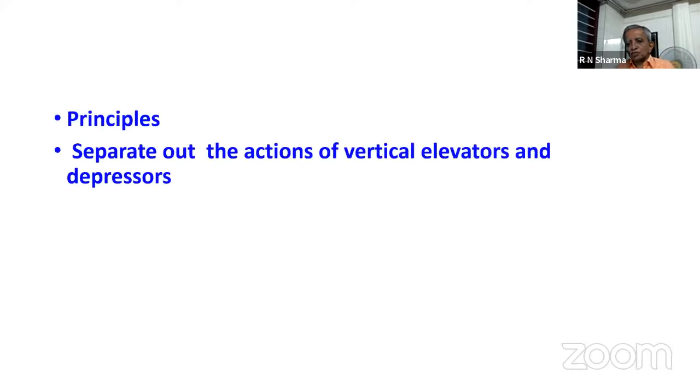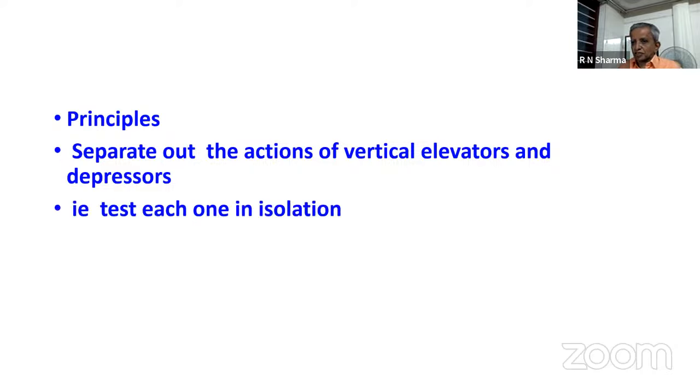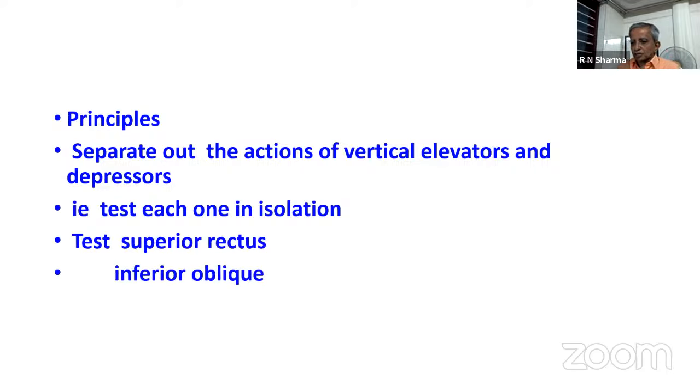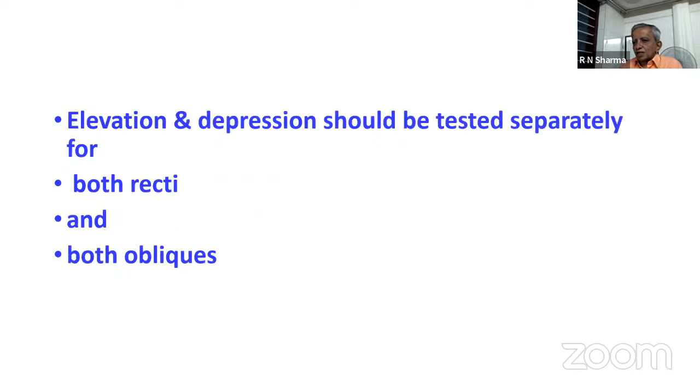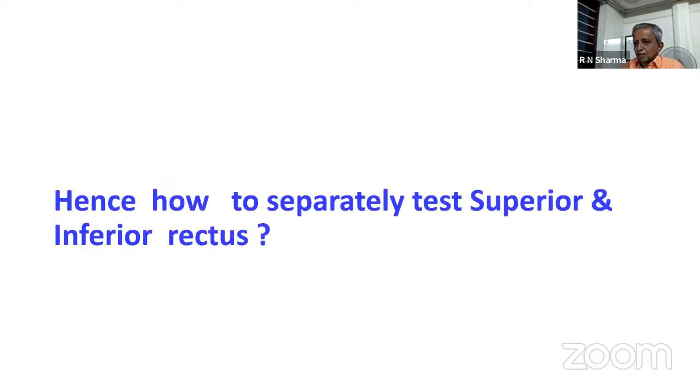That is the principle. Now what will you do? Separate out the actions of the vertical elevators and depressors. The vertical elevators and depressors are superior rectus, inferior rectus, superior oblique, inferior oblique. They have to be tested separately, each one in isolation. Test the superior rectus, test the inferior oblique, test the inferior rectus, test the superior oblique separately. Elevation and depression should be tested for each rectus and each oblique muscle. Combined testing cannot work. How do we separately test superior and inferior rectus?